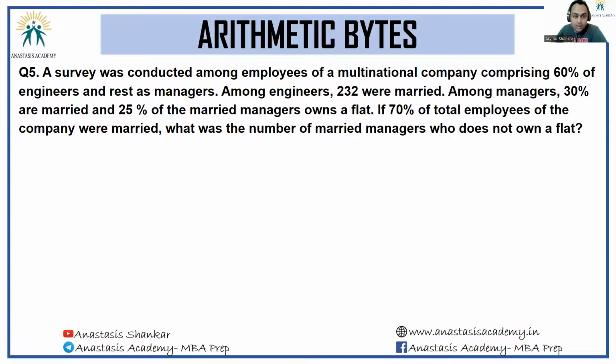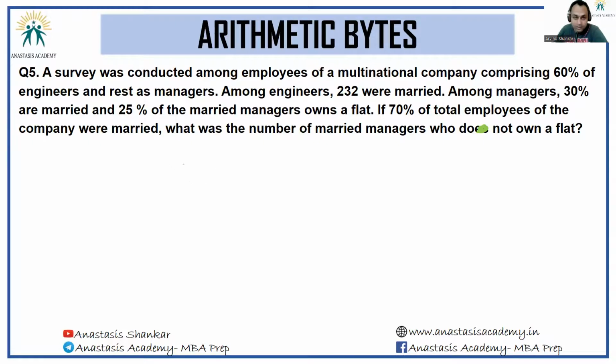Next, a survey was conducted among employees of multinational companies comprising 60% of engineers and rest as managers. Among the engineers, 232 were married. Among the managers, 30% are married and 25% of the married managers own a flat. If 70% of the total employees of the companies are married, what was the number of married managers who do not own a flat? I think it should be who do not own a flat.